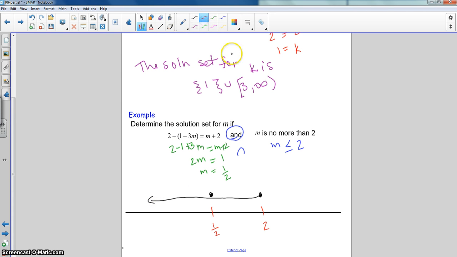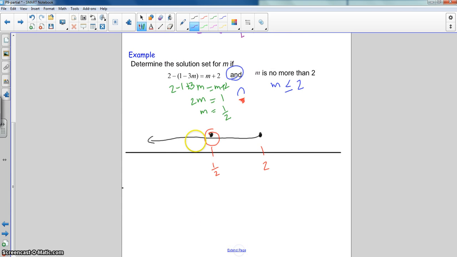Okay, and now I have to look for their common parts. So what number or numbers do both of these conditions have in common? Well, that's going to be where they overlap, so that's just at this point. So the only value I have in the solution set is that 1/2. So I say the solution set for m is, and then if it's just a single point, that's when we represent it using curly braces. For m is 1/2 curly brace and period. There we go.